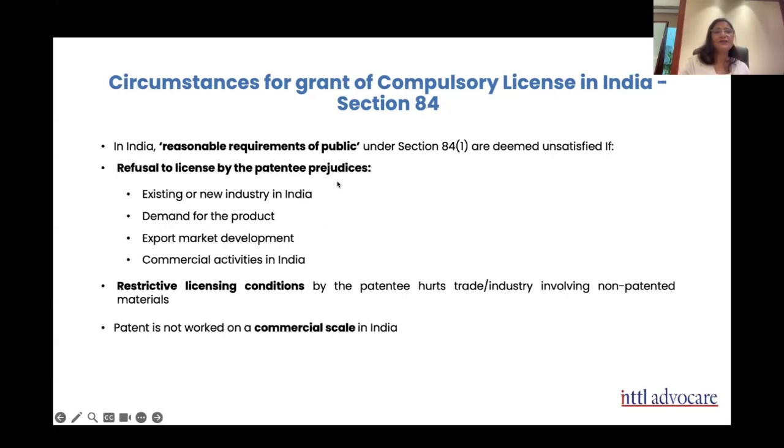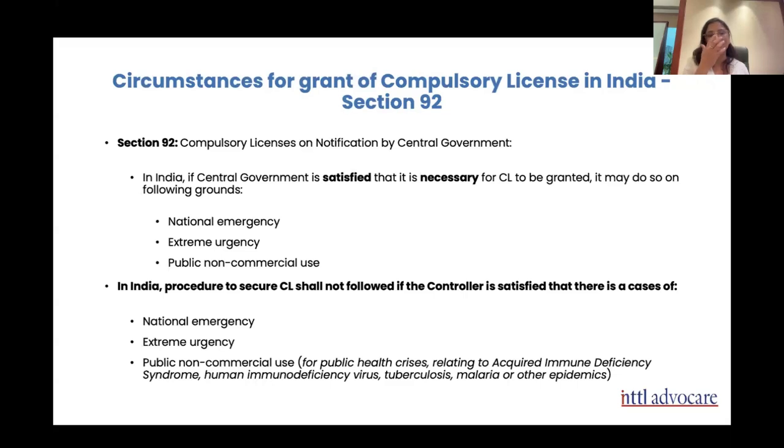Now, if you see the circumstances for grant of compulsory licenses in India, Section 84 says that the reasonable requirements of the public are deemed unsatisfied. So there's a deeming position if refusal to license by the patentee will cause prejudice to an existing or new industry in India, demand for the product, export market development, commercial activities in India, and also restrictive licensing conditions by the patentee if they hurt the trade or industry involving non-patented materials, and if the patent is not worked on a commercial scale in India. So these are the parameters which will be looked into while granting or rejecting a compulsory license.